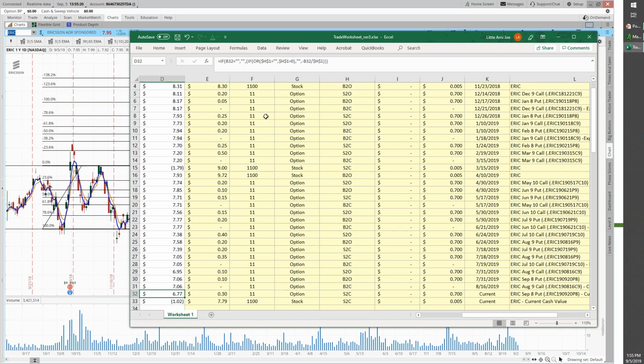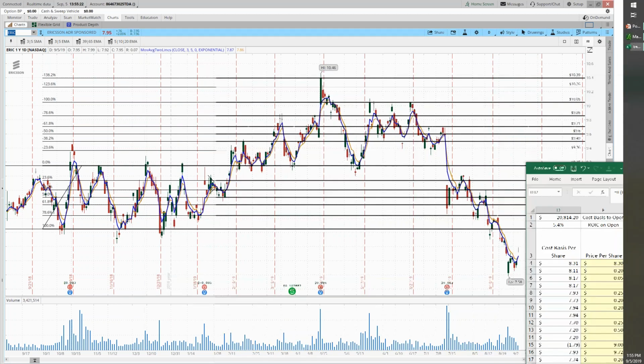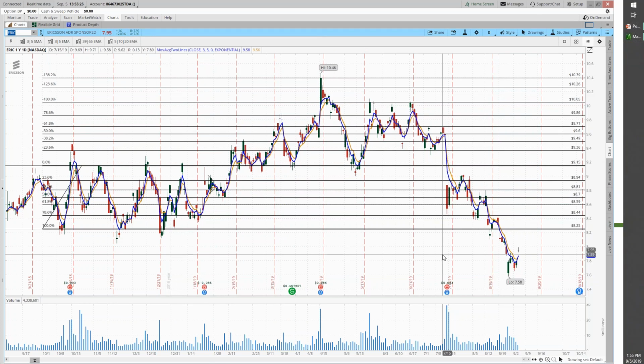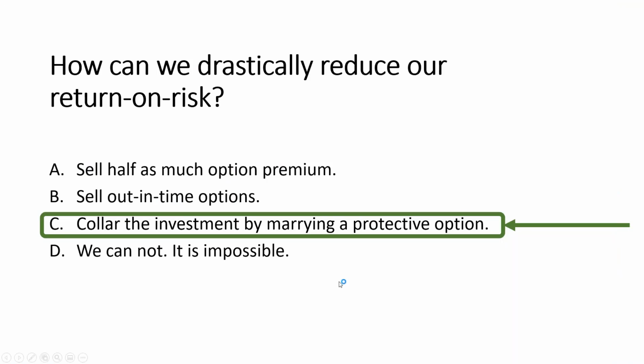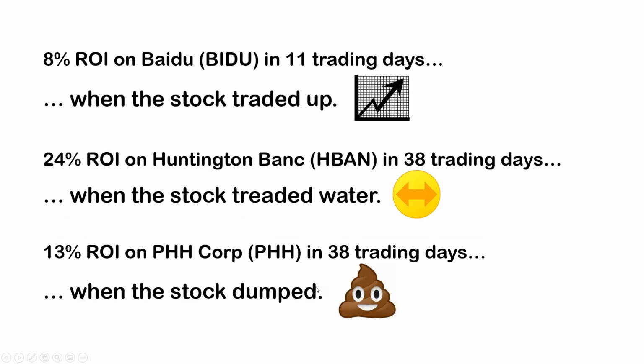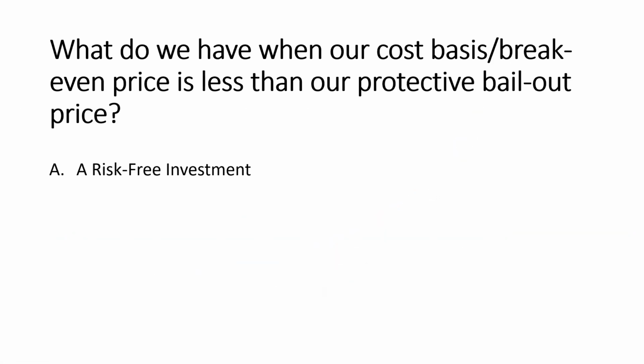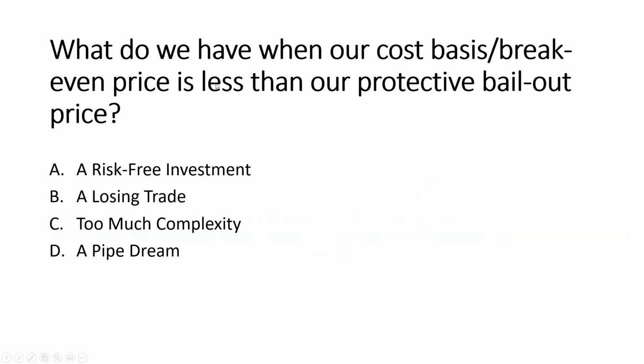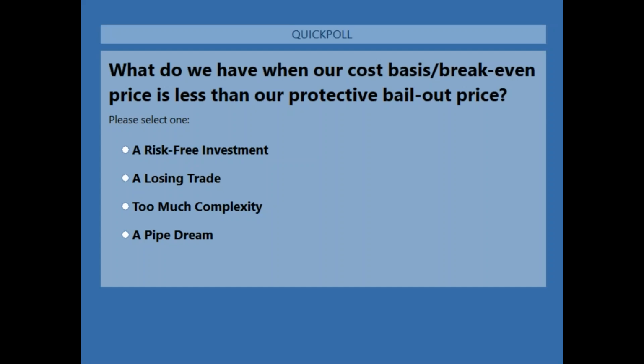And that happens naturally with these positions one or two cycles into the trade. So what is that called? What do we have when our cost basis, our break-even price, is less than our protective bailout price? What would we call that? Is that called a risk-free investment? Is that called a losing trade? Is it called too much complexity, or is it called a crack pipe dream? What do you think?